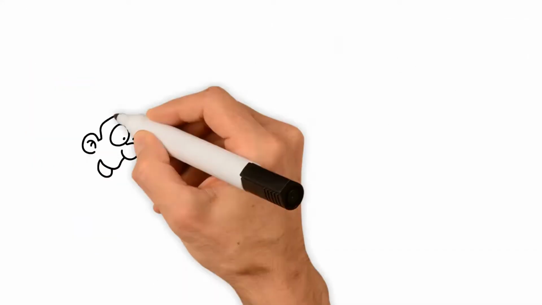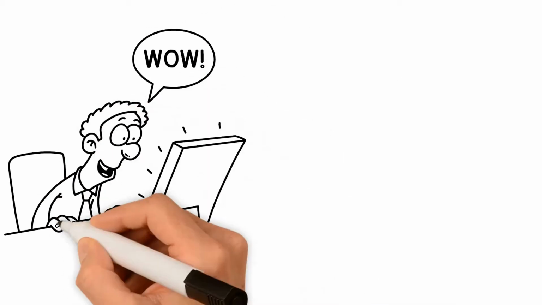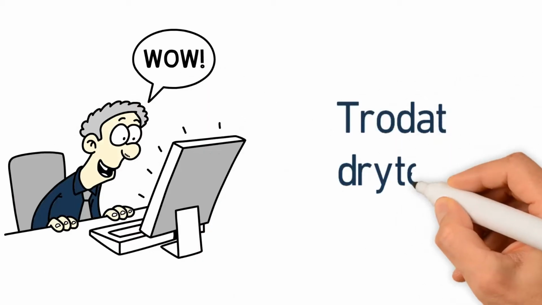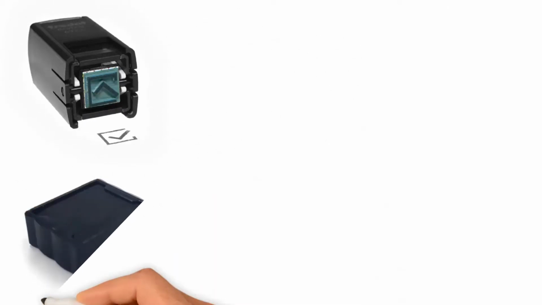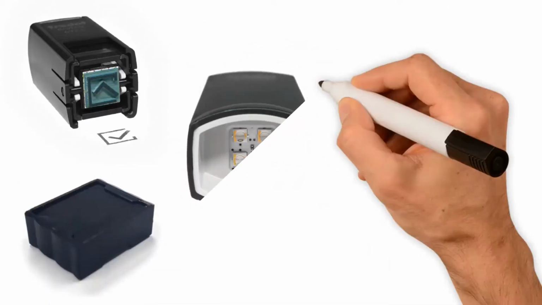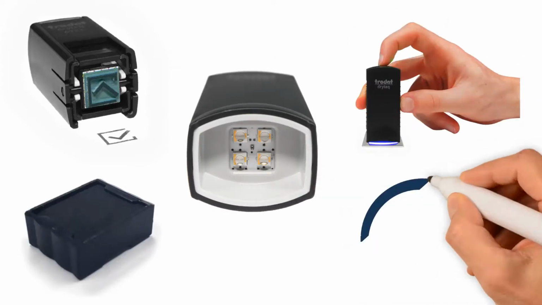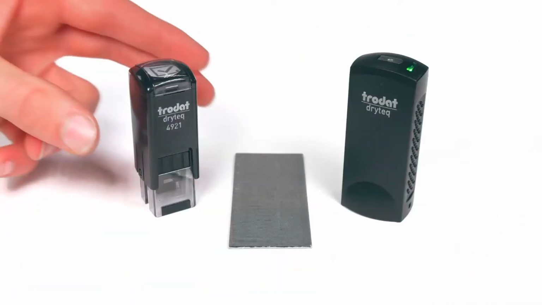That evening, Jim was browsing through the web and stumbled upon a new device, Trodat Dryteq. A small stamp like some he'd already used, but with a special ink pad inside. It came with a second unit, drying the ink instantly. The process was super simple.